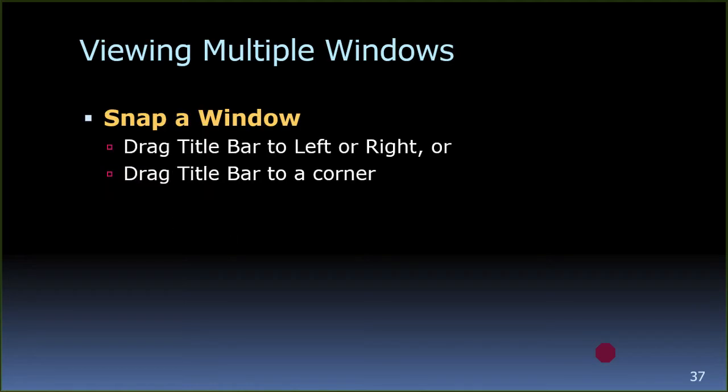One of the great things about Windows is you can see multiple windows at the same time. And there's a nice feature that lets you really do that nicely. It lets you snap a window to either the left side or the right side of the screen. All we need to do is drag the title bar over to the left or right until the mouse pointer hits the right or left edge, and it will snap to that particular side of the screen.